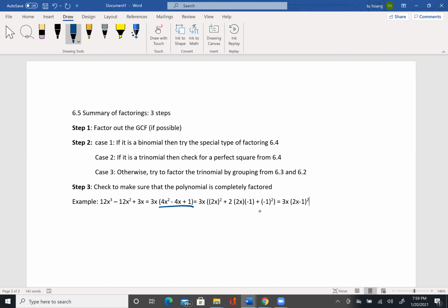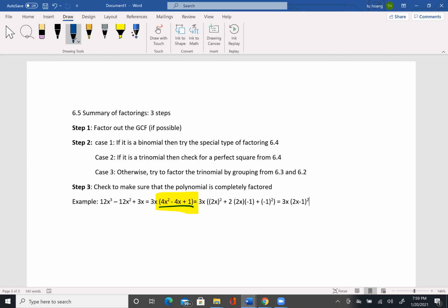If you remember to apply the formula from special type in section 6.4, then you can do that. But what if you don't remember? Then you can try to apply 6.3 and 6.2 for this trinomial, and it should also work. Okay, this is trinomial type number 2, right? So you should know that.